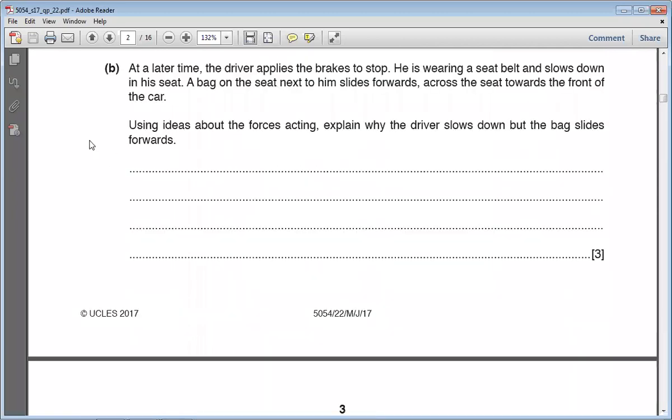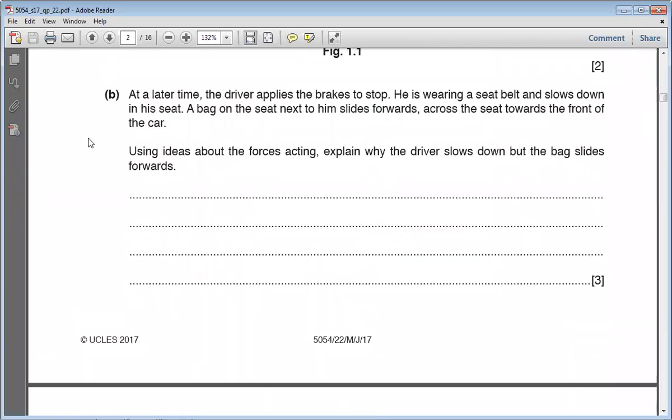He says, at a later time, the driver applies the brakes to stop. He is wearing a seat belt and slows down in his seat. A bag on the seat next to him slides forwards across the seat towards the front of the car. Using ideas about the forces acting, explain why the driver slows down but the bag slides forward. You see, when the brakes are applied, the bag and the driver both have inertia in them. So they want to continue their motion in the forward direction. You see, the driver is wearing a seat belt, so the seat belt will provide a backward force.